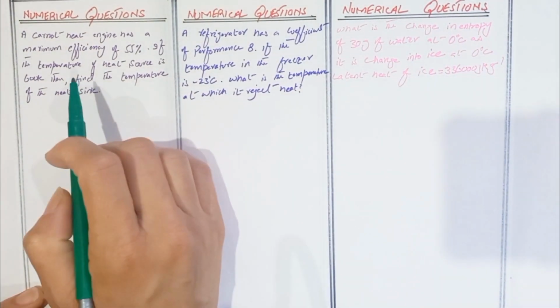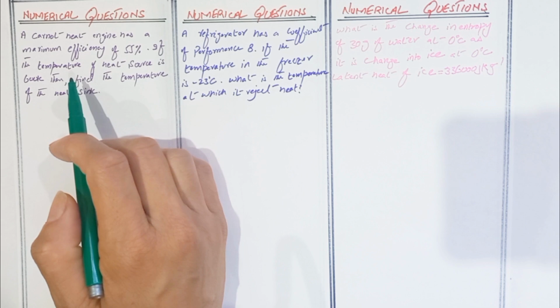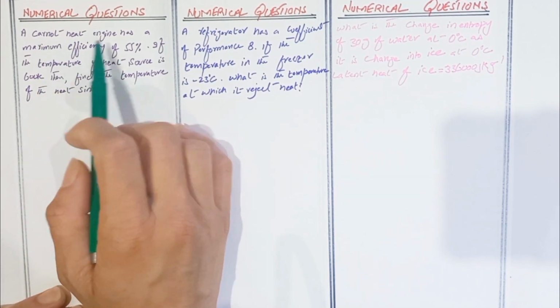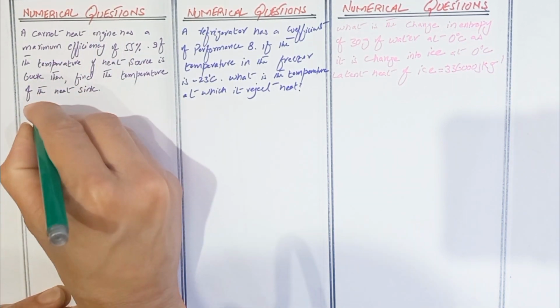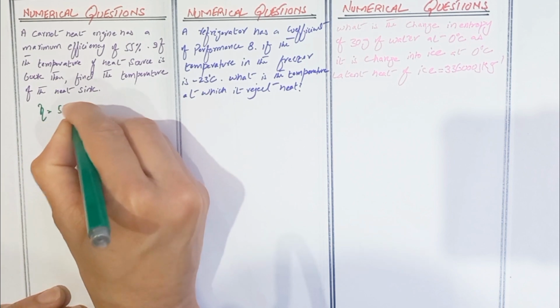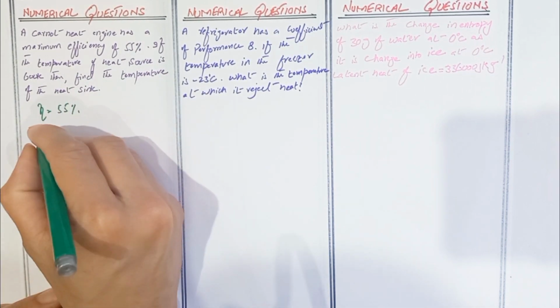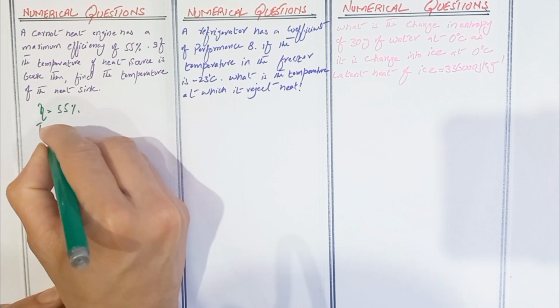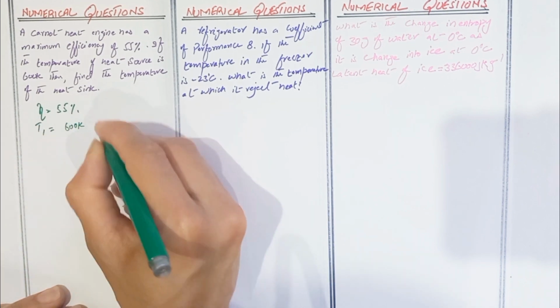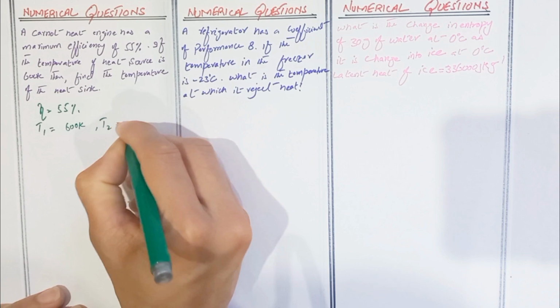Today we discuss numerical questions related to thermodynamics. First numerical question: a Carnot heat engine has a maximum efficiency of 55%. If the temperature of the heat source T1 is 600 Kelvin, then find T2.